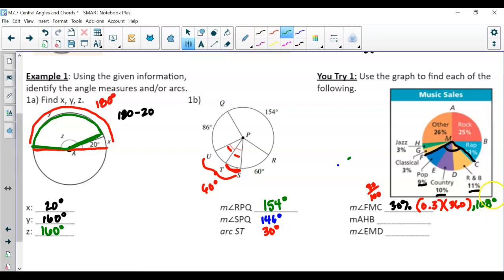108 degrees. So 30% of the circle is 108 degrees. So now if you're like, oh, I remember now, but didn't do that, go ahead now and take the percentages that you found, pause the video, and let's see how you do.